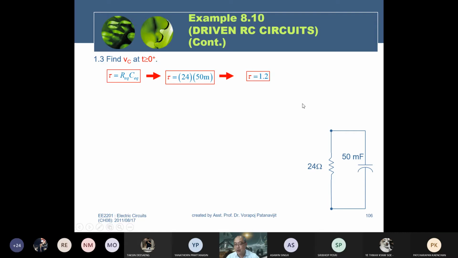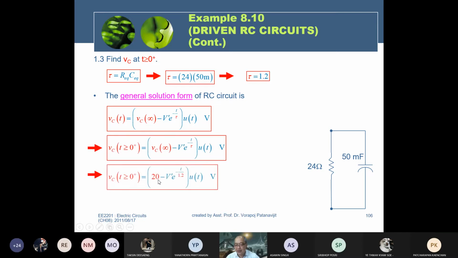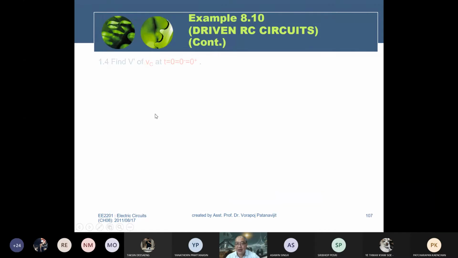Therefore, the time constant equals 1.2. The general solution form of the inductor and the RC, the resistor capacitor circuit, is shown in this formula, okay? We see the capacitor voltage at time infinity equals 20, okay? Tau equals 1.2, okay? Substitute them, you get here. But in this case, you can see that you still have one unknown in here.